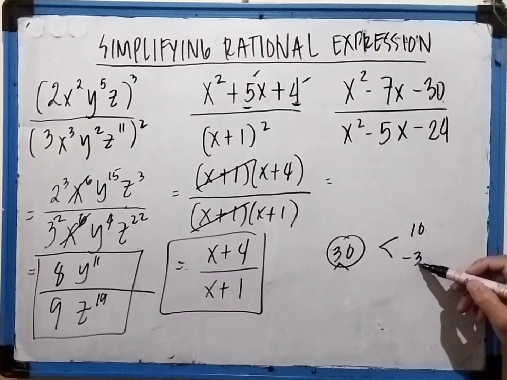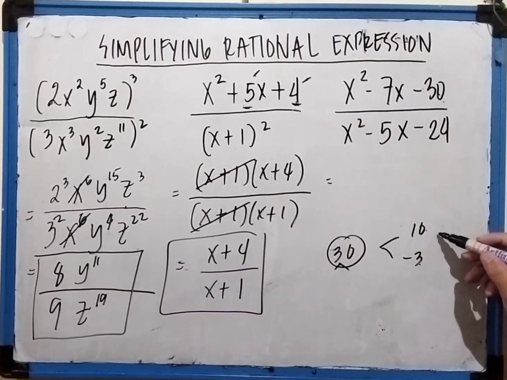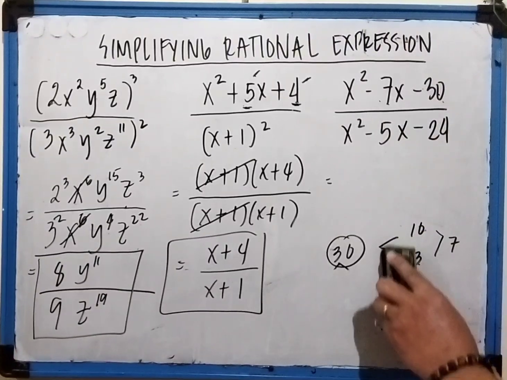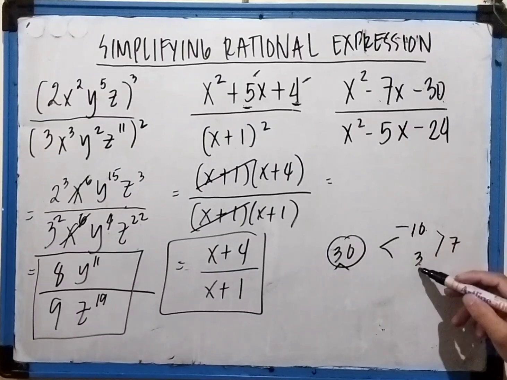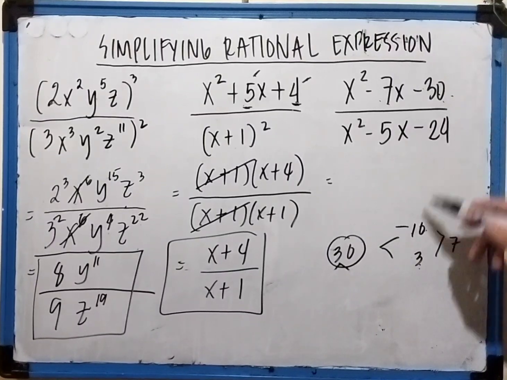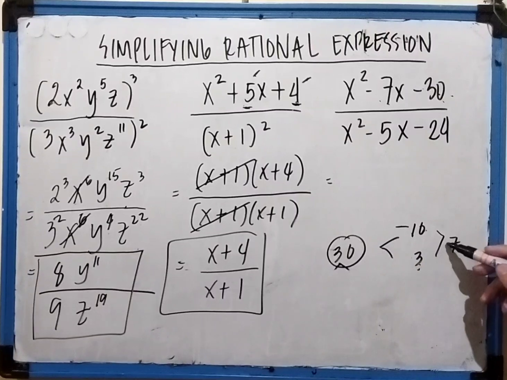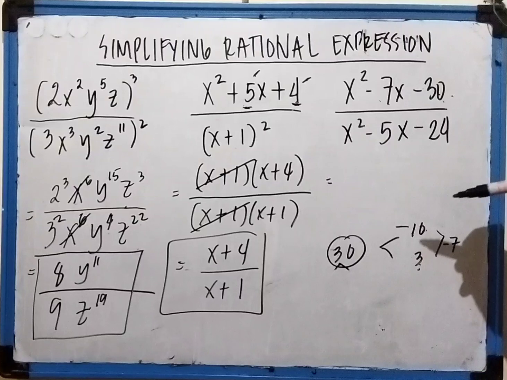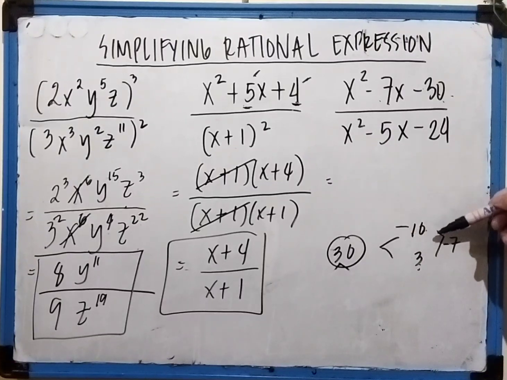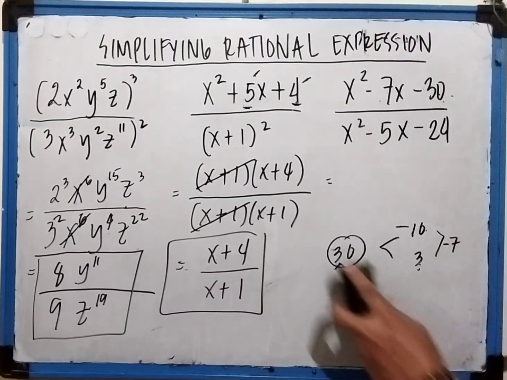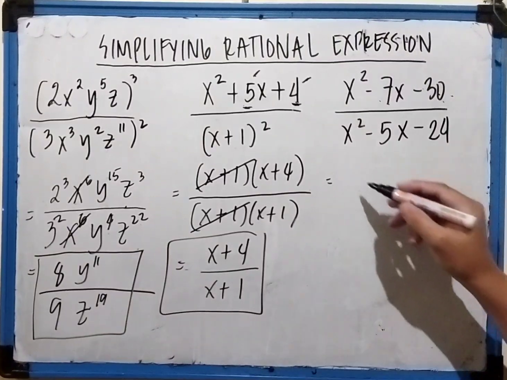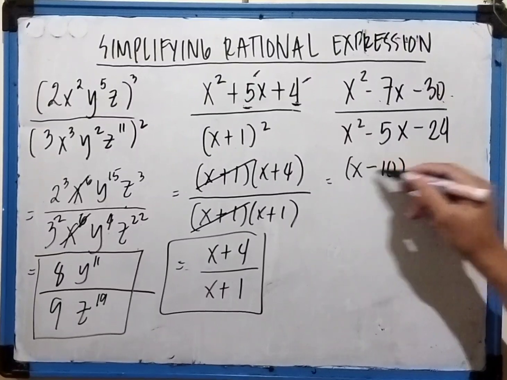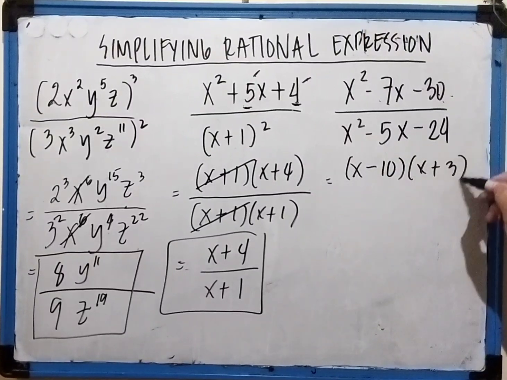10 times negative 3 is negative 30. Pero 10 minus 3 is 7. Negative ito. So, pwede natin pagbalik na rin. Negative 10 times 3 is negative 30. Then, negative 10 plus 3 is now negative 7. So, ang magiging factor niya, guys, will be x minus 10 and then x plus 3. Okay, so ilagay lang natin dito, x minus 10, and then x plus 3.